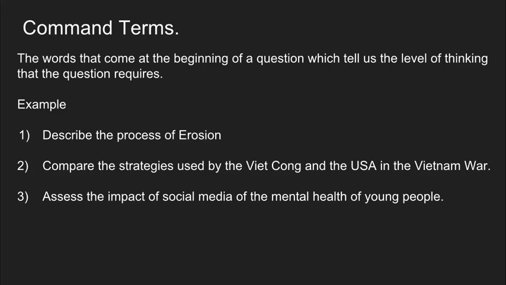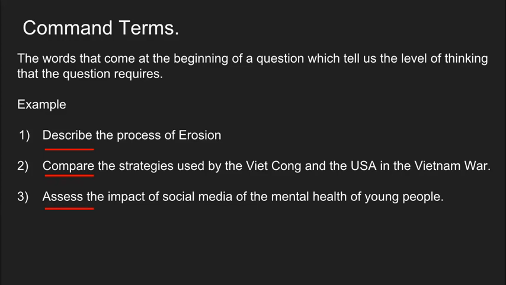Where's the command term for describe the process of erosion? Well, as we've said in the top of the slide, it's right at the start, and it's a describe question. Second, where's the command term for this particular question? Well, again, it's right at the start, and you probably don't need too much more time to go over the third one. Where's the third command term found? Well, it's right at the start as well.